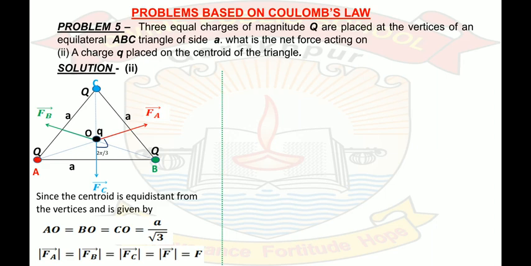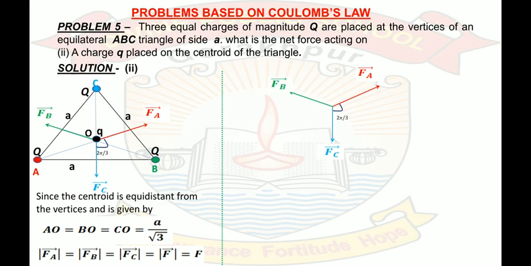Now let us make a diagram somewhere else so that we can understand. This force is your Fa, this force is your Fb, and this force is your Fc. This is what we have, and the angle between any two of these three is 2 pi by 3. So basically this angle is 2 pi by 3.